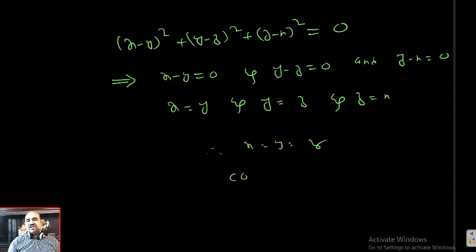What is that? x means cot A. Cot A equal to cot B equal to cot C. Then what can I say? Given triangle is an equilateral. Therefore, triangle ABC is an equilateral.